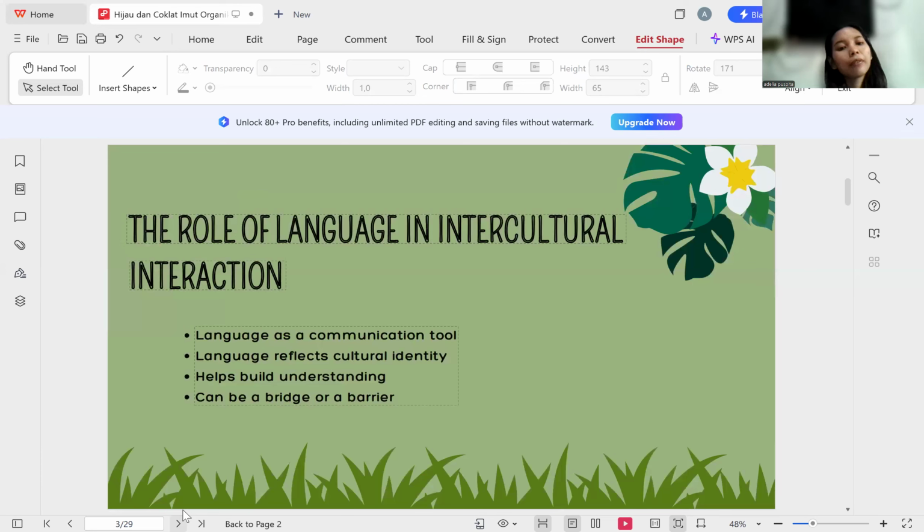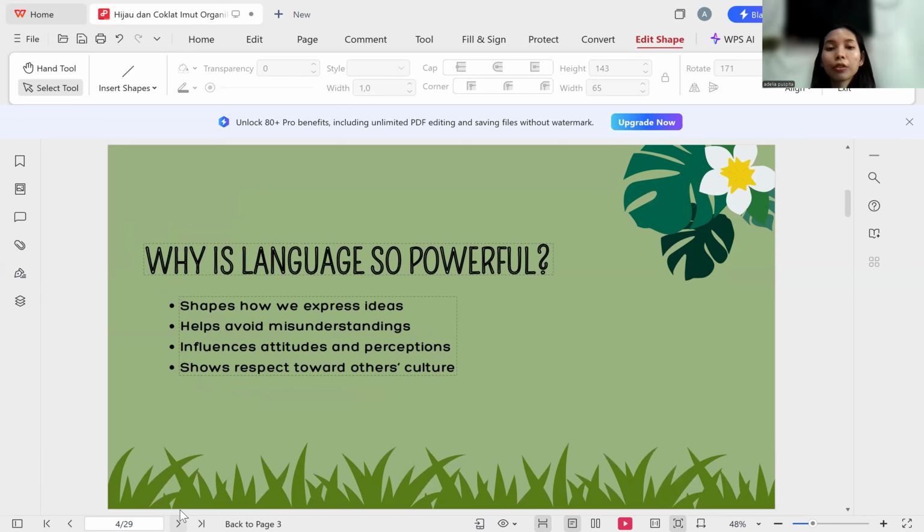The first is language as a communication tool, and then language reflects a cultural identity, and it gives real understanding and can be a bridge or a barrier. So why is language so powerful? Because language shapes how we express ideas, and it helps us avoid misunderstanding each other, and it influences attitude and perception. And the next is that it shows respect towards other cultures.